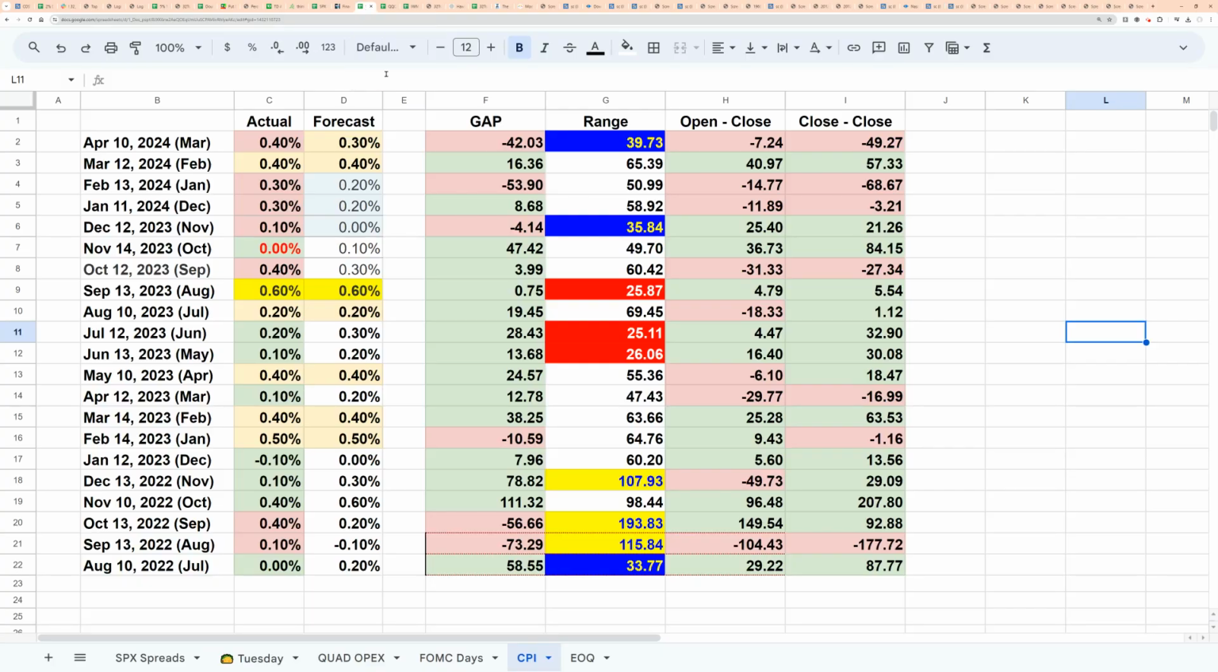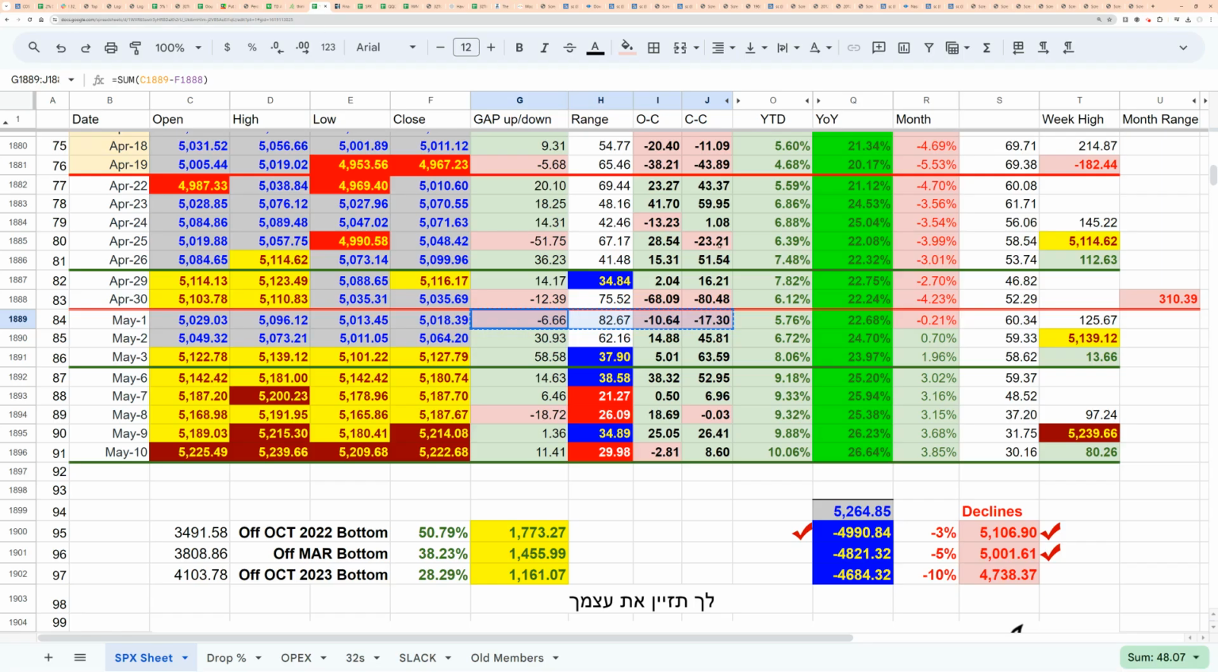SPX. No, wrong start. We'll start off here with SPX. SPX, an absolutely terrible week. 38, 21, 26, 34, almost 30 points on Friday. Range has totally compressed. And when you have no range, it's very, very hard to go out there trading credit spreads. And even worse, when you have no VIX. You have no VIX, you have no credit.